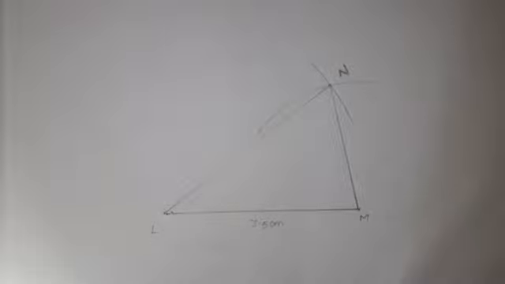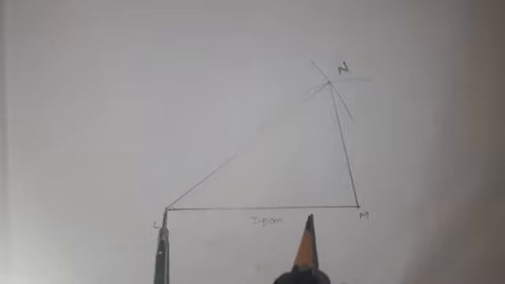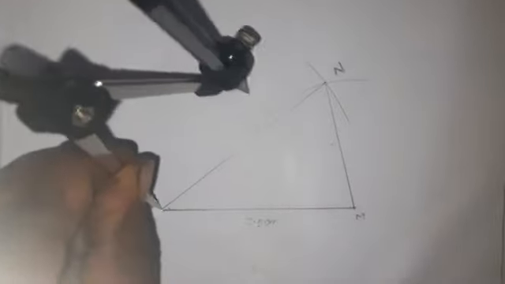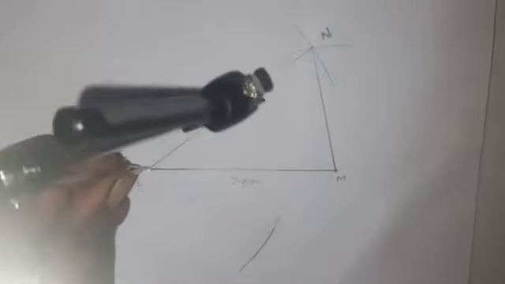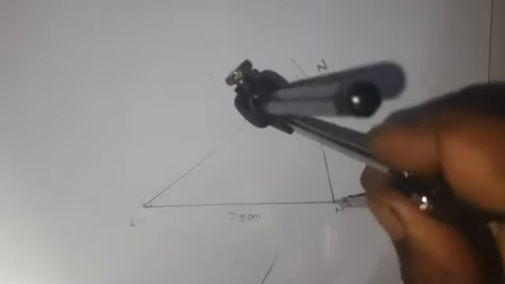For that, first we should take more than half of that line by using the compass. It should be more than half of that line. So keep the compass needle at the starting of this line, L, and this one's ending is M. Keep the compass needle at L and draw the arc above the line and below the line. Next, with the same radius you have taken, keep the compass needle at M and cut that arc.